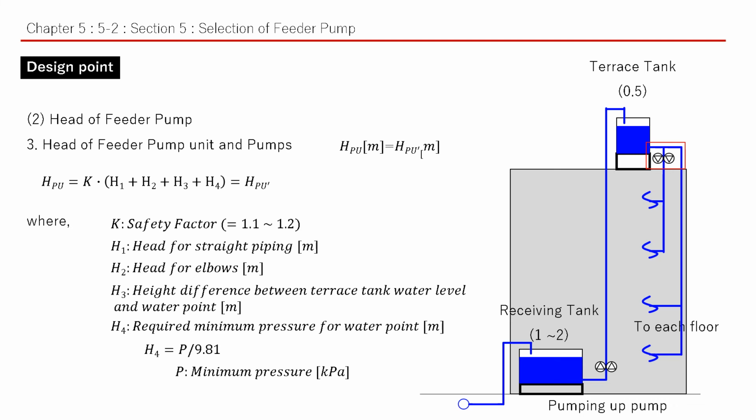H3 is the height difference between the terrace tank and the feeder pump. If the tank location is higher than the pumps, we can reduce the head of the pumps. H4 is minimum pressure for the water point. We can select from each specification of equipment. This time we will not consider head of outlet of water. But if you design R&D centers or factories, sometimes you need to consider this loss also.